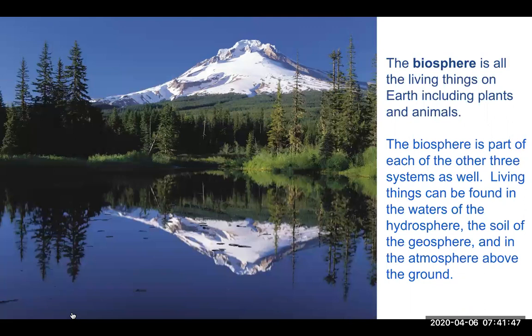The biosphere is all the living things on Earth, including plants and animals. The biosphere is part of each of the other three systems as well. Living things can be found in the waters of the hydrosphere, the soil of the geosphere, and the atmosphere above the ground. So we find living things in other spheres.